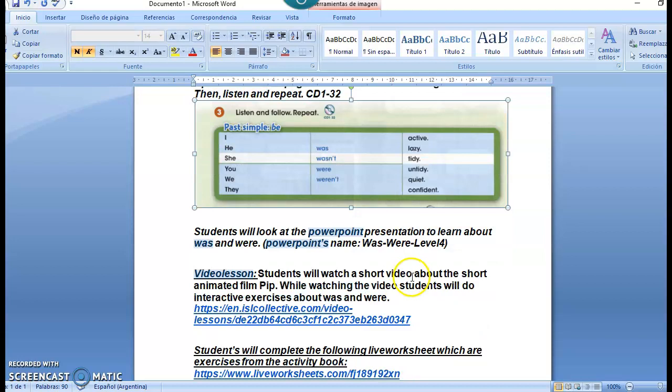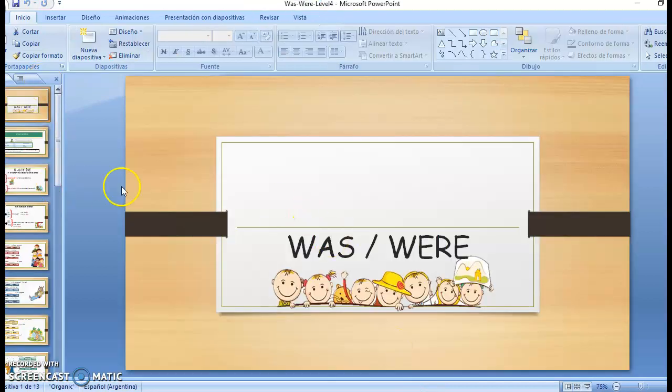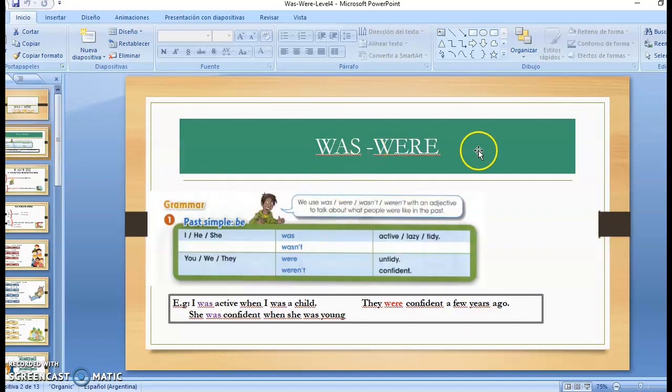So, once you finish looking at it, you have to open this was/were PowerPoint presentation. So, was/were significa ser o estar. En este caso es era o estaba porque está en pasado, ¿sí? This is el verbo to be in the past. So, was/were. Here we have I, he or she, va a usar was or wasn't in the negative, yes, plus the adjective to talk about what people were like in the past, para hablar de cómo era la gente o la persona de la que están hablando en el pasado, ¿sí?